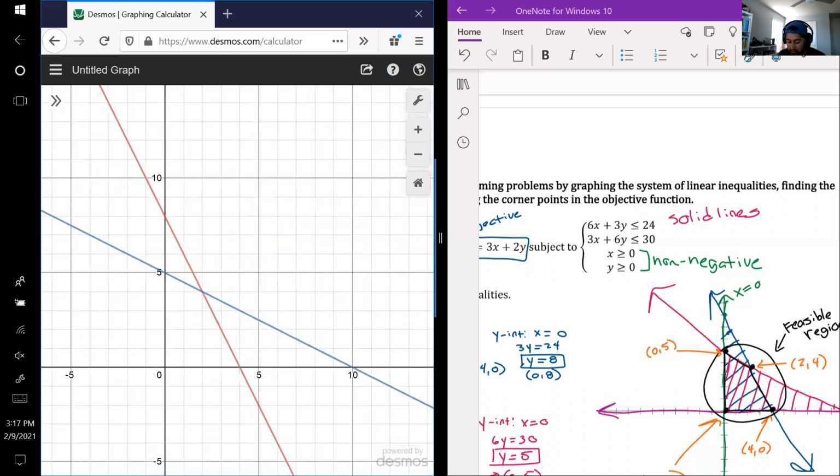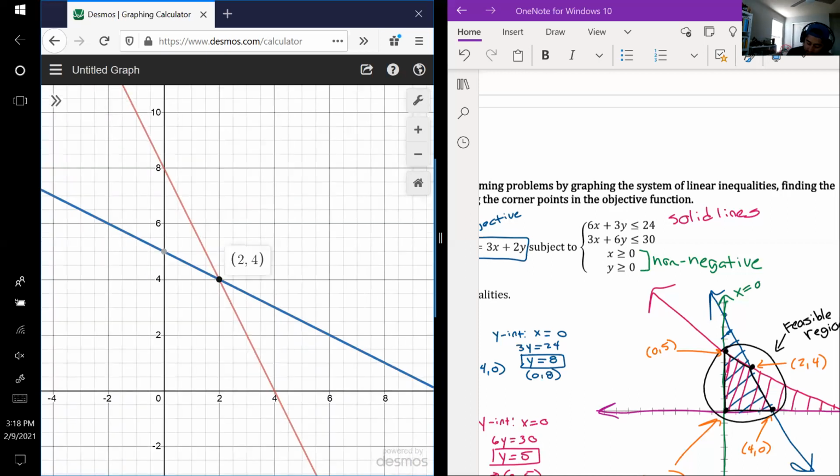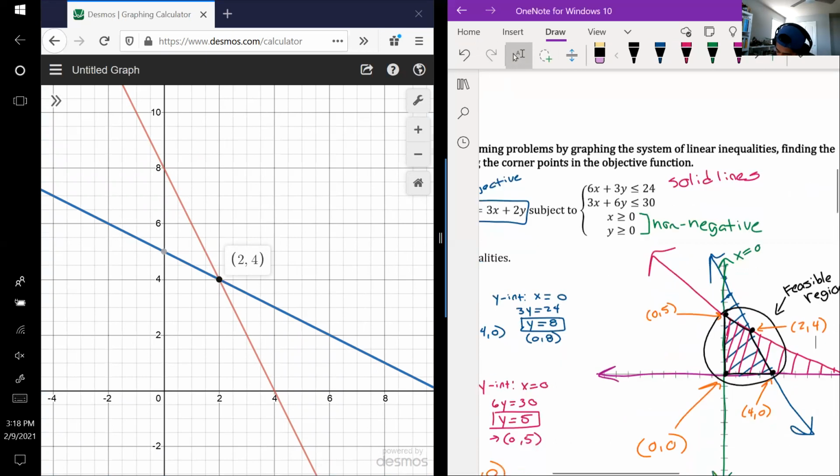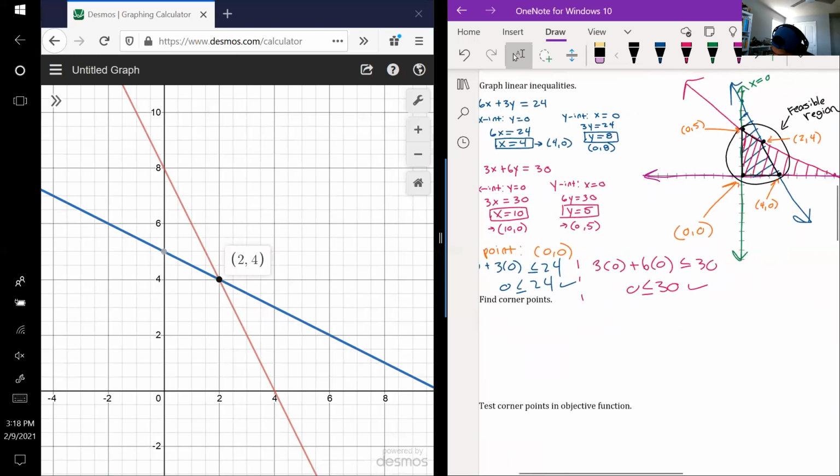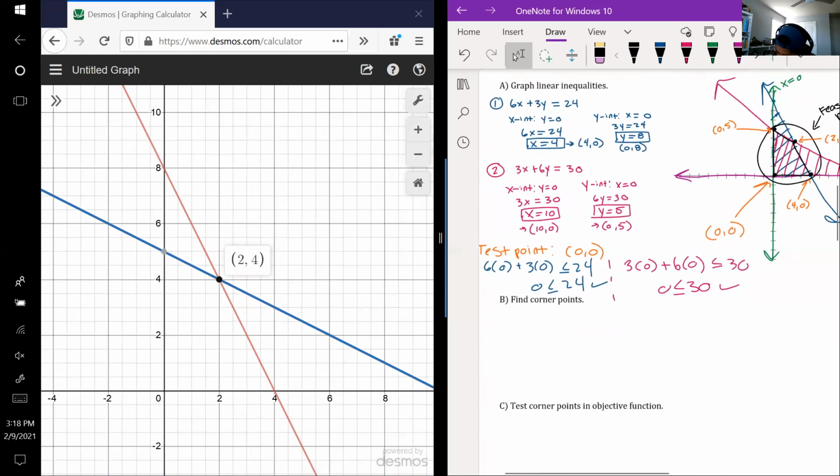Zoom in. And these graphs intersect at, what did I say? 2, 4. There you go. That's a nice quick check, right? Good way for us to check our work. Okay, which means we have our corner points, and I'll list them down below. Find your corner points. And we said 0, 5, 0, 0, 2, 4, and 4, 0.